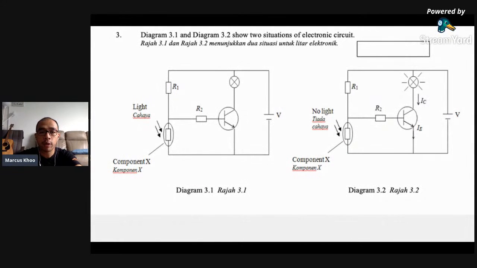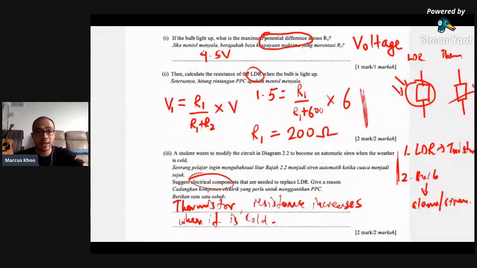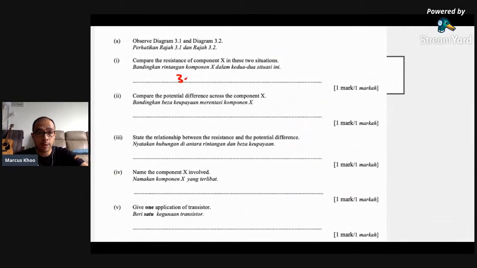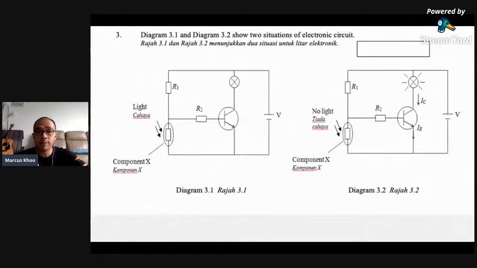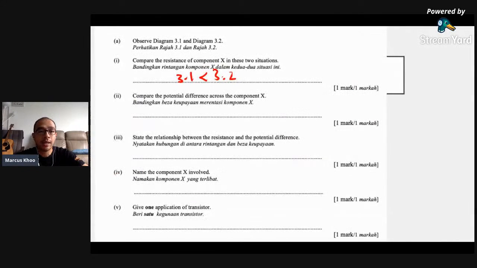Okay, so diagram 3.1, diagram 3.2. The one with the bulb lighting up obviously has a higher resistance. So 3.1 is less than 3.2. Okay, 3.2 must have the higher resistance. Compare the potential difference across component X. Potential difference always follows resistance. So 3.1 is less than 3.2. Right?